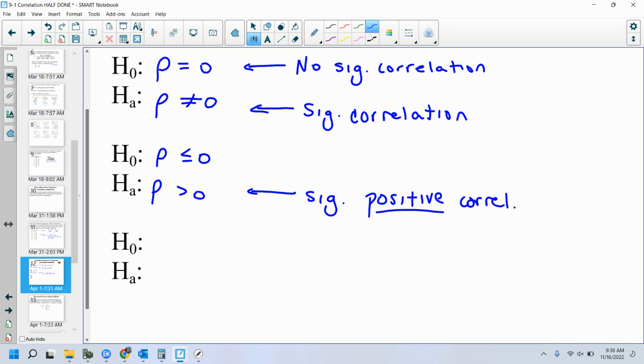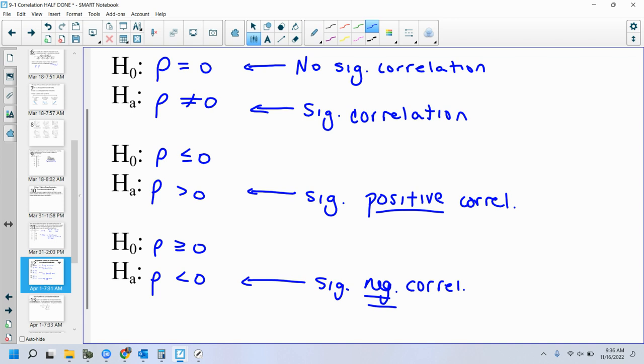And lastly, if we make the null rho greater than or equal to zero, that would make our alternative hypothesis rho less than zero, which would mean that there is a significant negative correlation. So we just have to decide, what do we want to show? Do we want to show that there is some sort of correlation, whether positive or negative? Do we want to show a significant positive correlation, or a significant negative correlation? And then we can write out our null and alternative hypotheses accordingly. These are always going to be zeros for these, right?